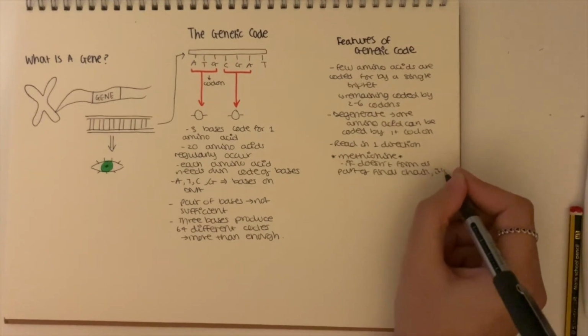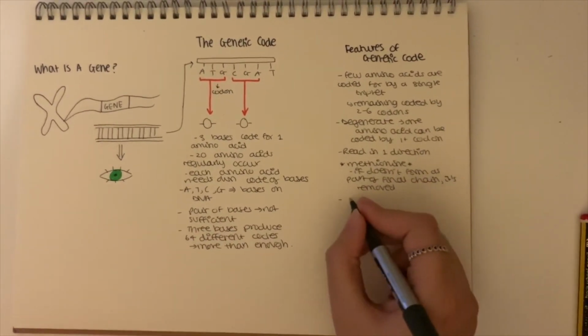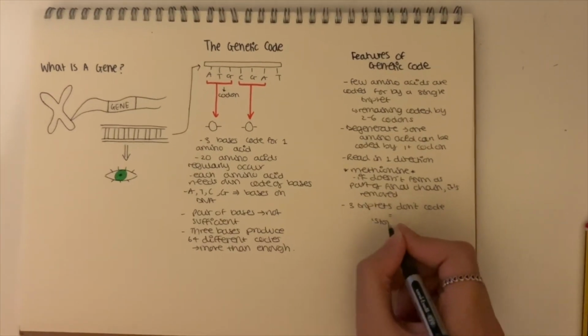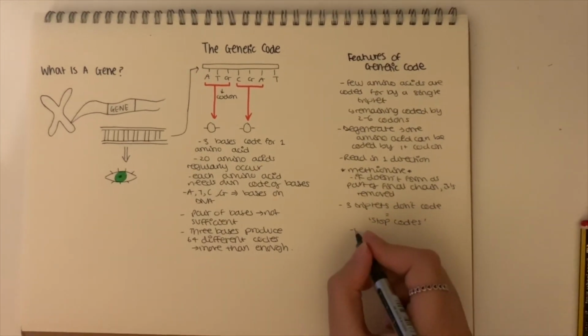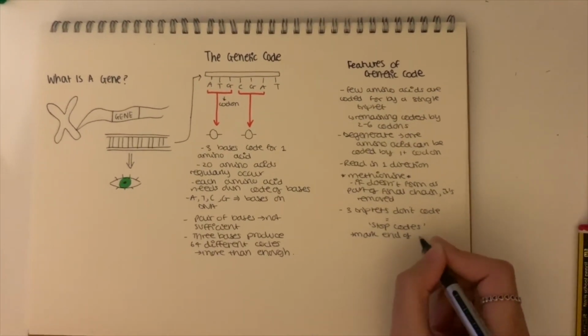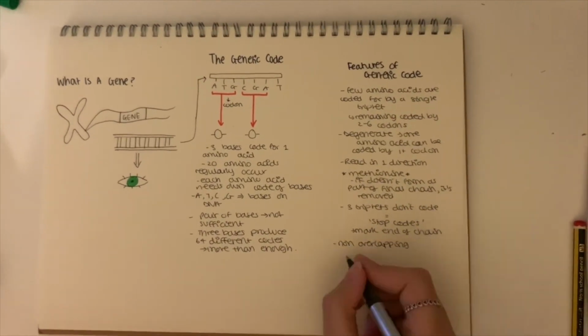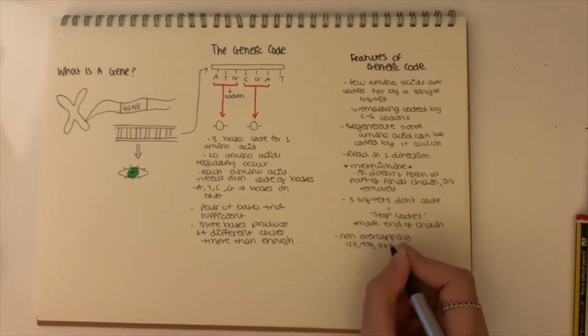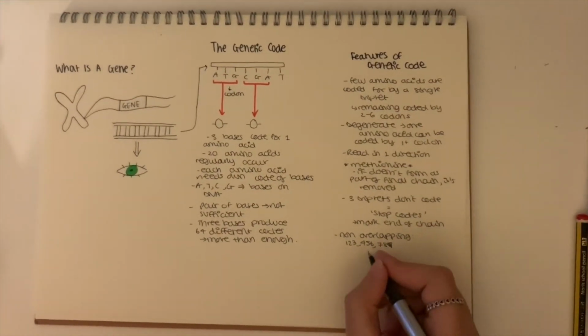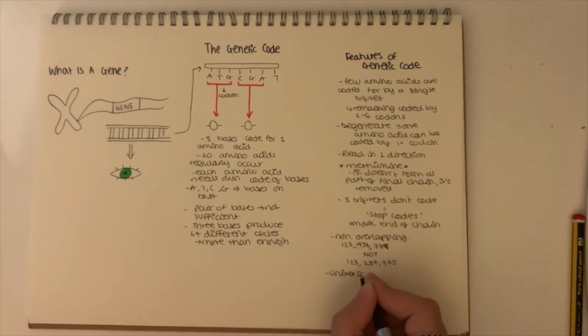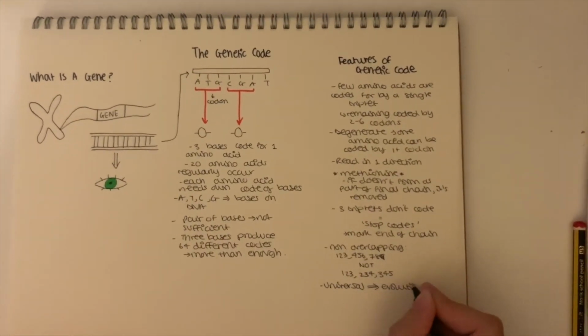3 triplets do not code for any amino acid, and these triplets are called stop codes as they mark the end of a polypeptide chain. The genetic code is also non-overlapping, meaning each base is only read once. For example, it's read as 1, 2, 3, 4, 5, 6, 7, 8, 9, and not 1, 2, 3, 2, 3, 4, and 3, 4, 5. Lastly, the genetic code is universal, as each triplet codes for the same amino acids in all organisms, giving proof of evolution.